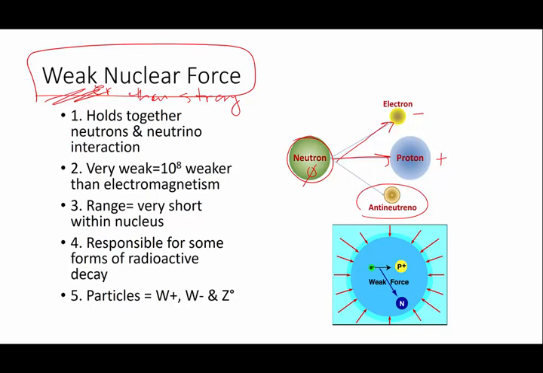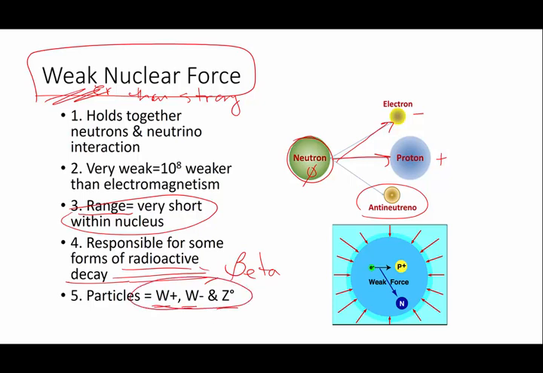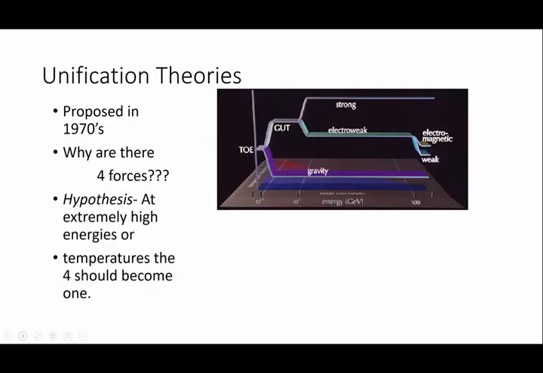Now, when does this happen? Lots of different particle accelerators and cosmic situations will make that occur. It has a very, very short range, only happens within the nuclei of atoms, and it's responsible for some forms of radioactive decay. If you've studied any radiation, beta decay is related to the weak nuclear force. The particles that transmit it are the positive and negative W particles and the neutral Z particle. These particles have been found using particle accelerators in the last 20-30 years. And so the weak nuclear force we understand quite well.